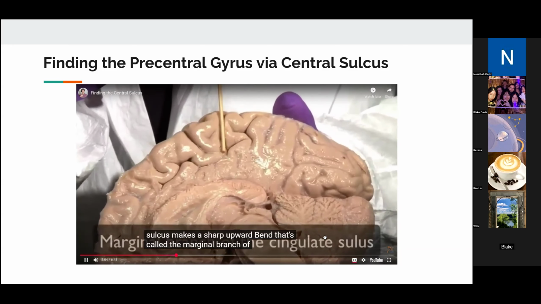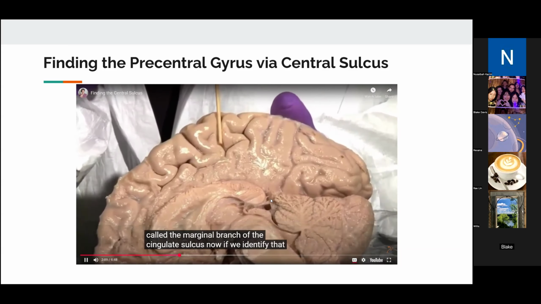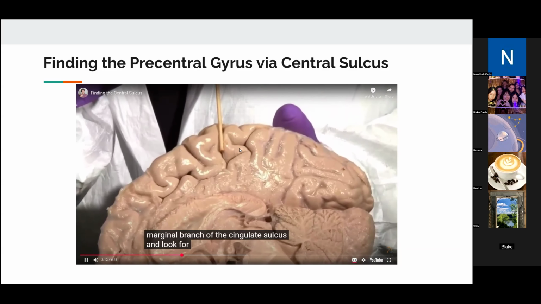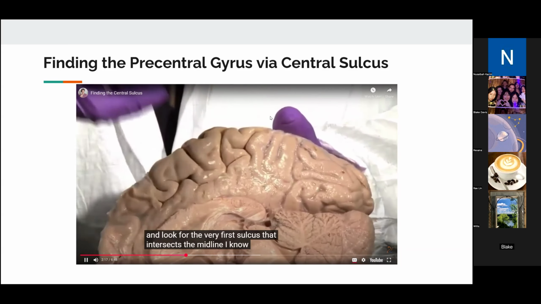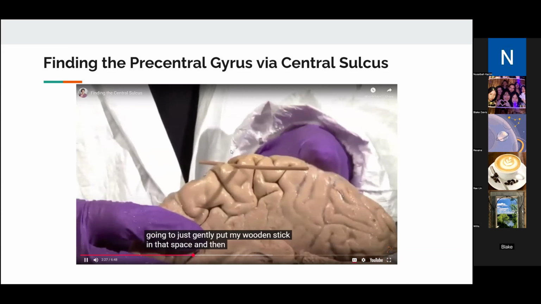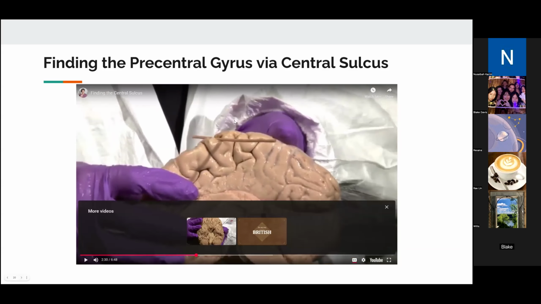It's the marginal branch of the cingulate sulcus. Actually, this is not the central sulcus, but it's indicating where the central sulcus is. If we go one line forward from this marginal branch, that's when we see this central sulcus right here. The central sulcus isn't as deep as this marginal branch, and it's a common misconception that this here is the central sulcus. In reality, you have to trace along the cingulate sulcus that goes along the center, go up, and then go one left. So we go to this sort of shallow part.